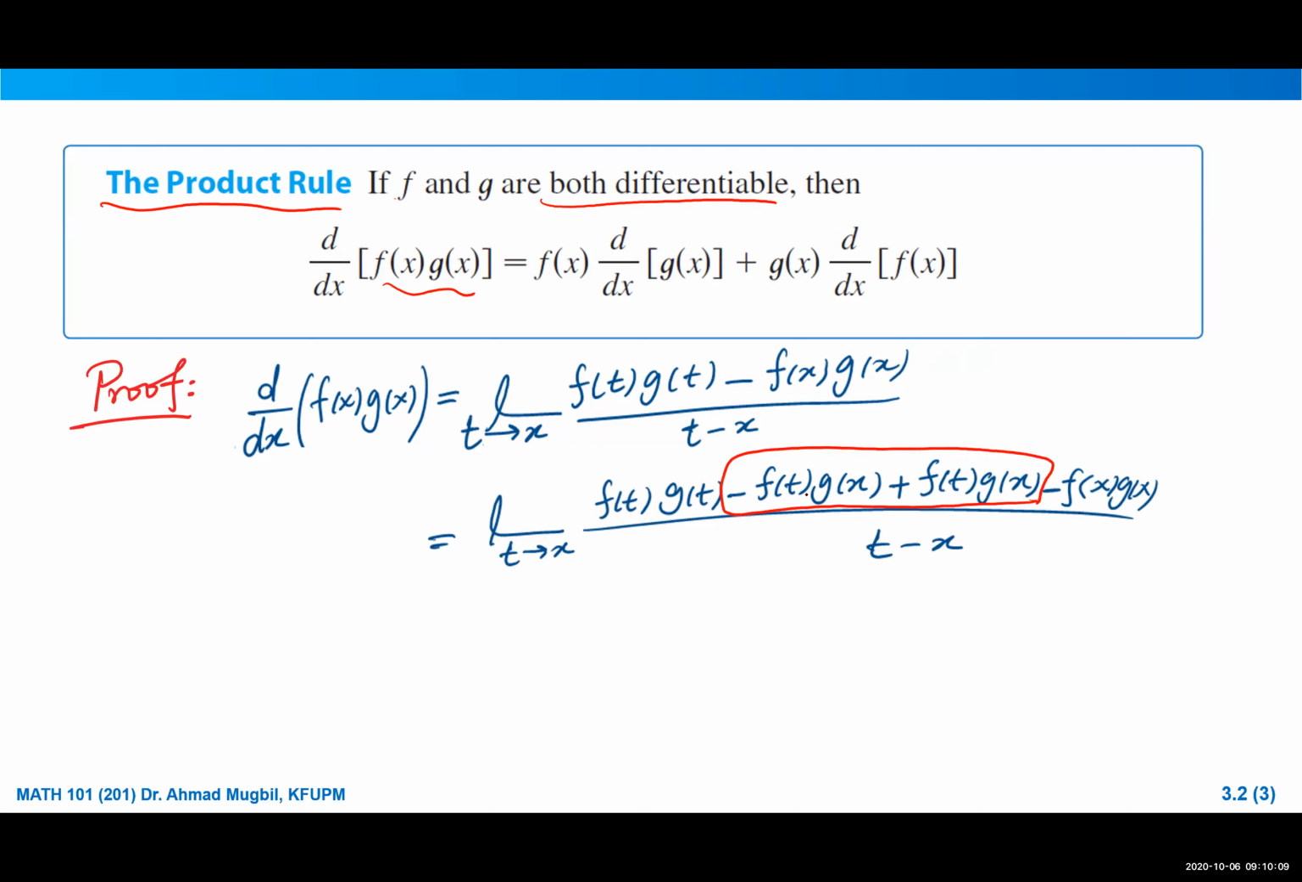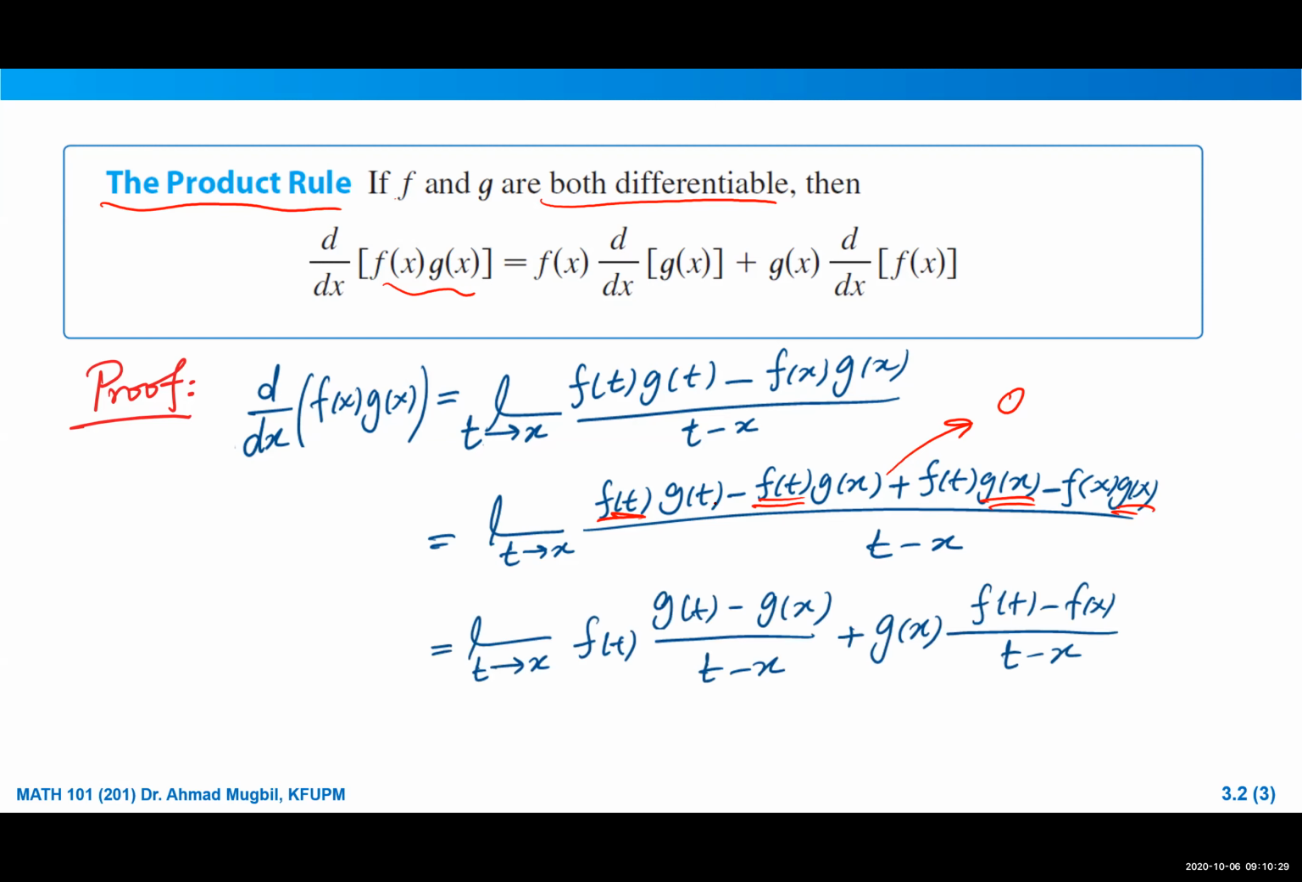We will add f of t times g of x. So we will add it and subtract it. This is 0, so I didn't change the value of the expression. Now what I'm going to do later is take f of t here as a common factor, and here I'm going to take g of x as a common factor. So look what I will have. Here it will be the common factor, and this here a common factor, distributed over the same denominator.